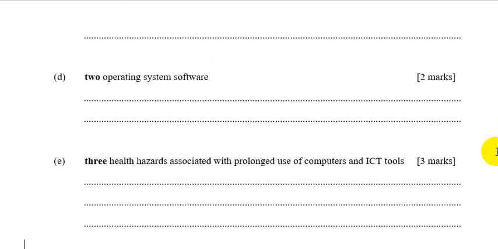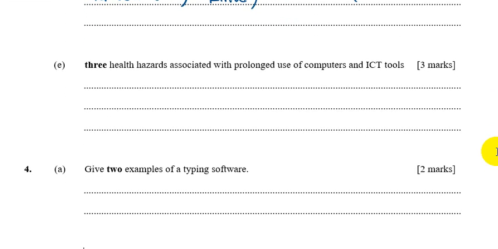Now you are asked to name two operating systems. Now, operating systems, we have a lot. Microsoft Windows is one of them. Let's write Windows. Let's write Linux. Linux is also one. We also have Android. Even Android is one. Okay, they are all operating systems, and many more.